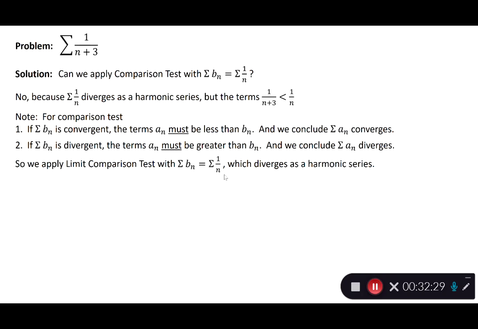So that test tells us that after we pick a sigma b sub n, we will now need to figure out the limit of a sub n over b sub n. That's exactly what we are doing here. Limit of a sub n over b sub n as n approaches infinity. And a sub n is 1 over n plus 3. We need to divide that by 1 over n. Typically, I don't divide by 1 over n, I multiply by the reciprocal of that. Right? So, the question is, what is this limit?